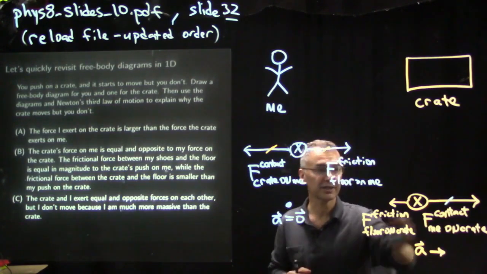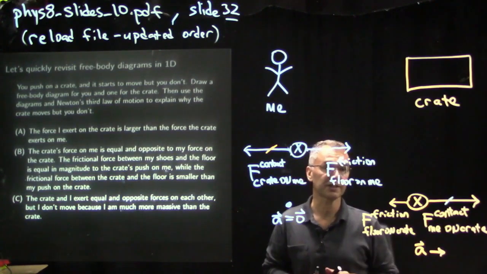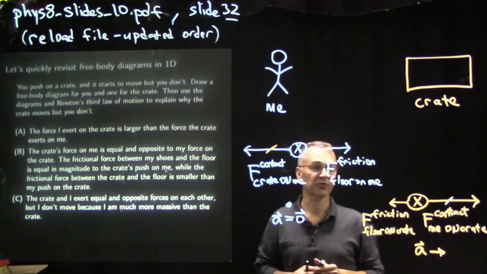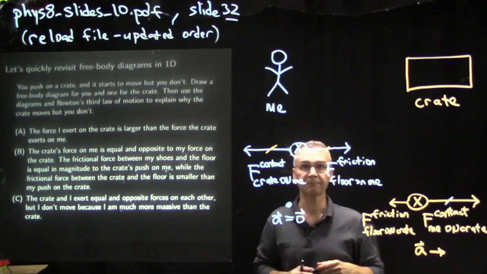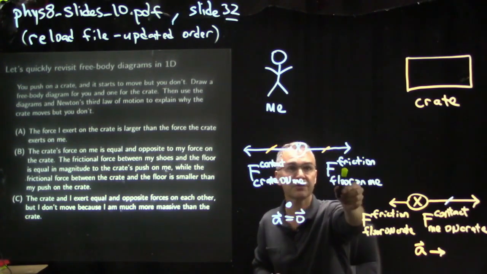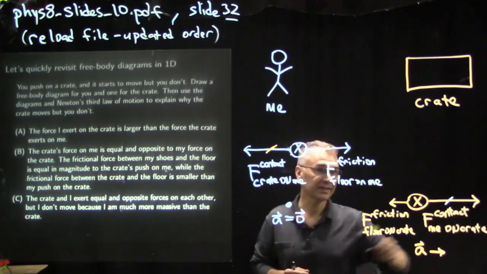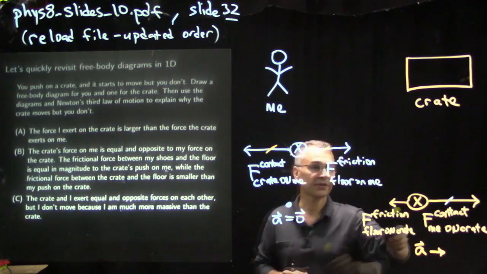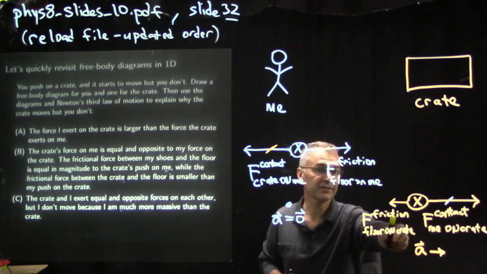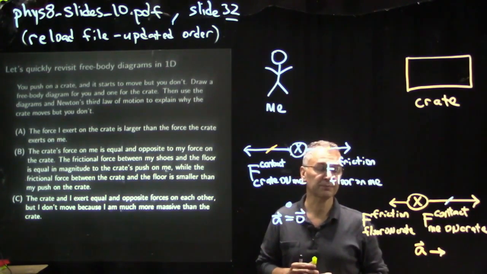But meanwhile, you say, okay, the crate does accelerate forward. So if the crate accelerates to the right, then this friction force exerted by the floor on the crate must be smaller than this contact force exerted by me on the crate. So we have four forces in this problem. The free body diagram for me shows two forces. There's the crate pushing back on me, and there's the floor pushing on me with friction. And then on the free body diagram for the crate, there is the contact force that I exert on the crate. That's sort of the first force that we talk about. And then there's the friction force of the floor pushing back on the crate.